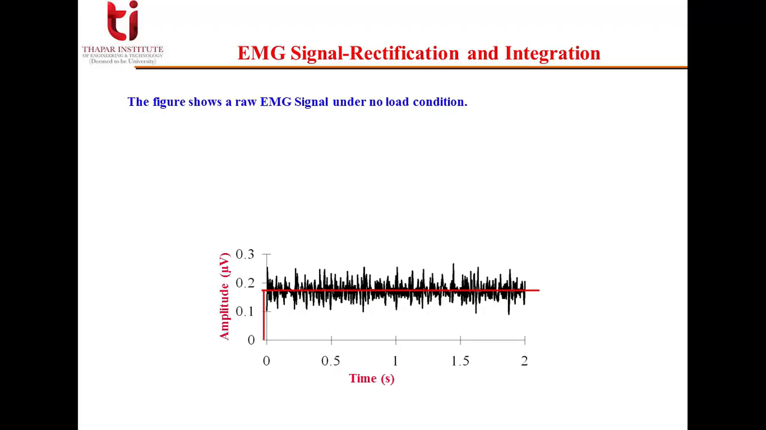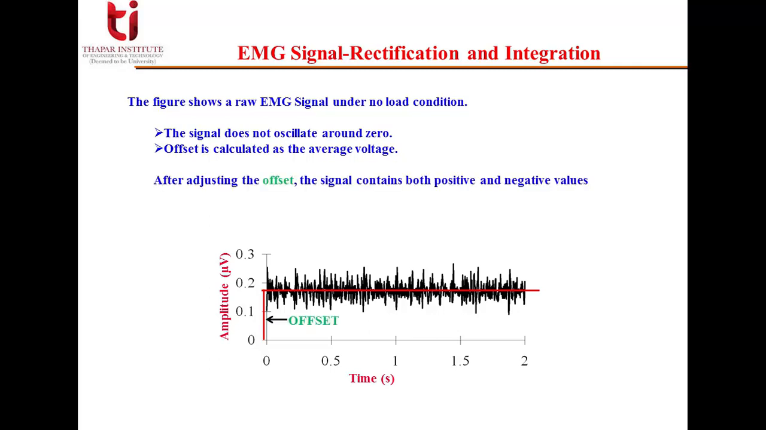Next are the two steps which we do after getting the raw EMG signal, that is rectification and integration. Rectification is necessary. If you see this figure, this is a raw EMG signal under no load condition. The signal does not oscillate around 0, it is somewhere near 0.2 or we can say 0.15. This is basically an offset. We calculate this offset as the average voltage, and after adjusting the offset, the signal contains both positive and negative values around 0.